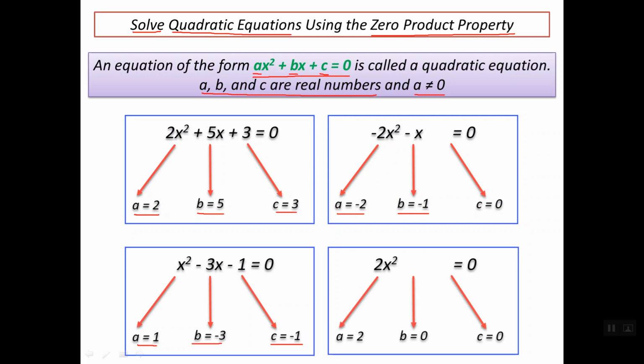2x squared equal to 0. Here the value of the constant a is equal to 2, and see here we don't have both the second term and the third term. So the value of b is equal to 0 and the value of c is equal to 0.